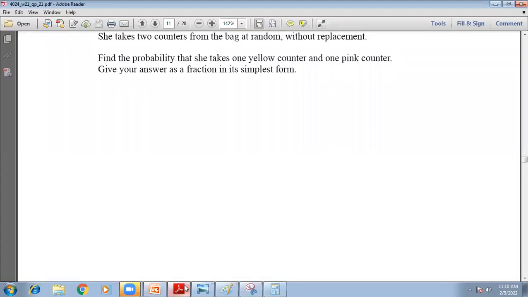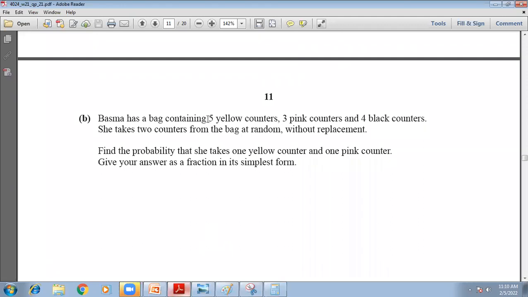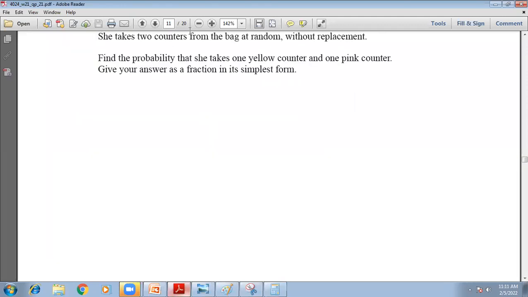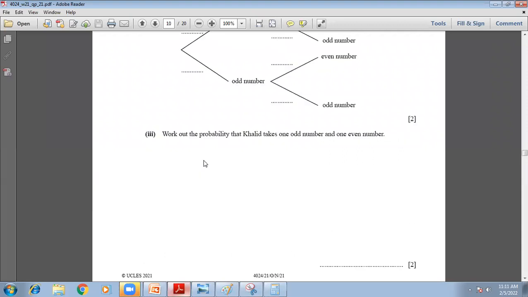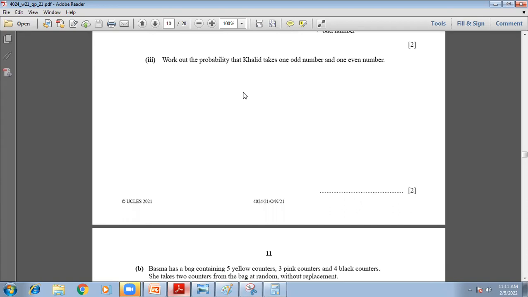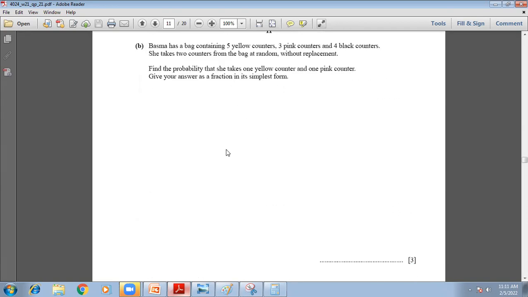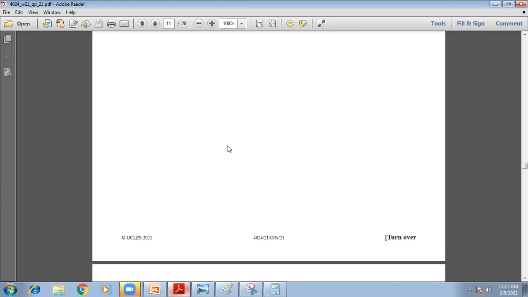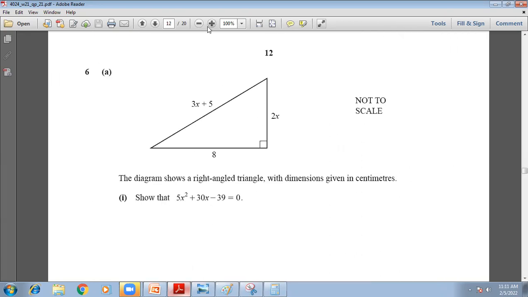So let's go to the next question. That was a 3-mark question. Hopefully you understand. Here the one very important thing was that in that experiment, whatever counter they take out, they put it back, they replace it into the bag. So the total number, the number of individual balls, does not change when you take the second card. But here in this experiment, they do not replace. Whatever they take out, they do not put it back into the bag. So the total number changes.